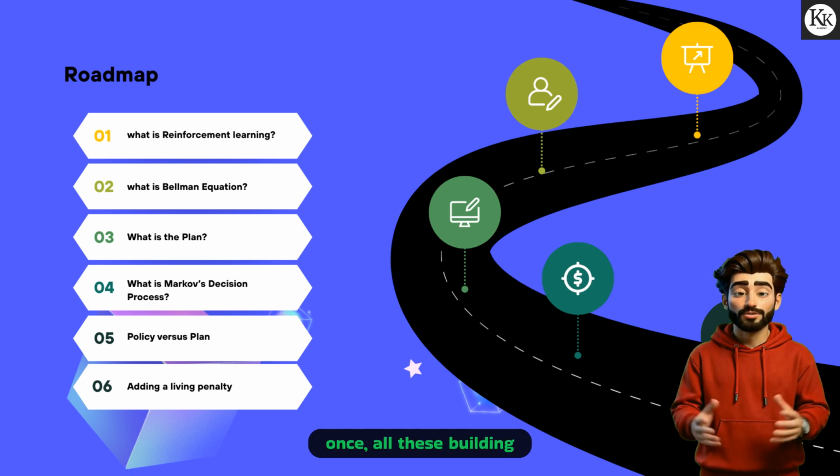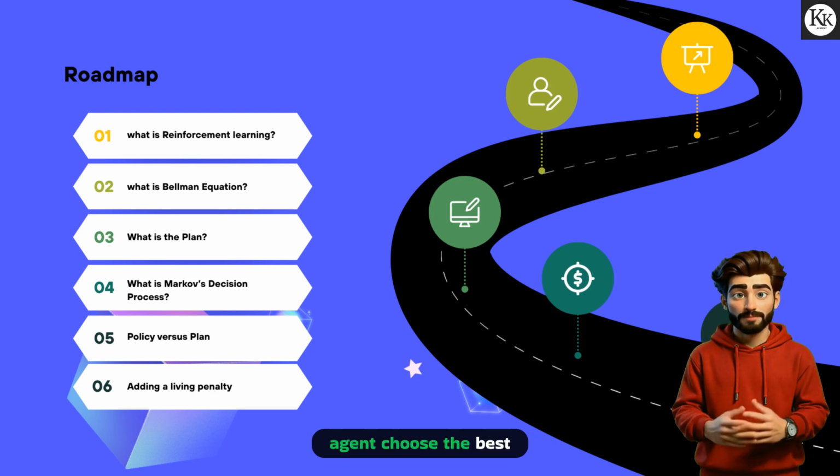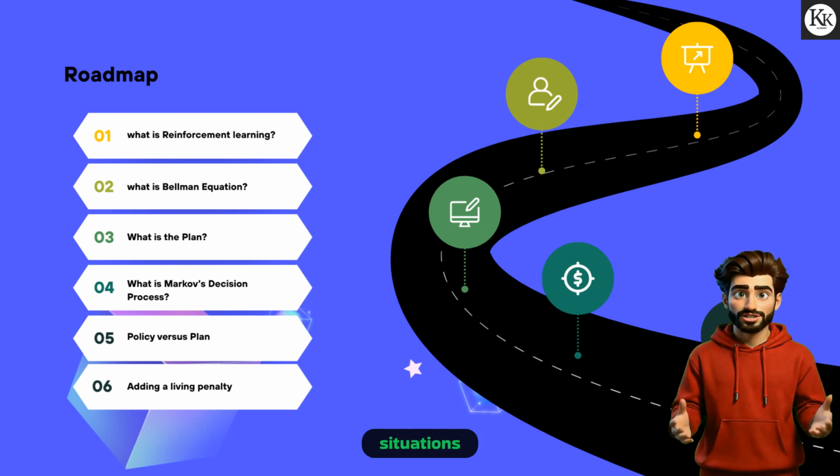Once all these building blocks are in place, we'll finally arrive at the main topic of this section, the intuition behind Q learning. We'll understand how Q values are formed, what they represent, and how they help an AI agent choose the best possible action in different situations.